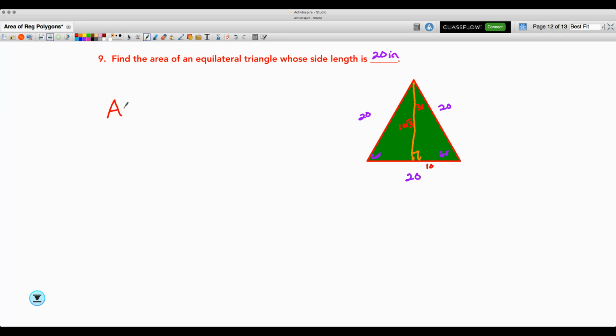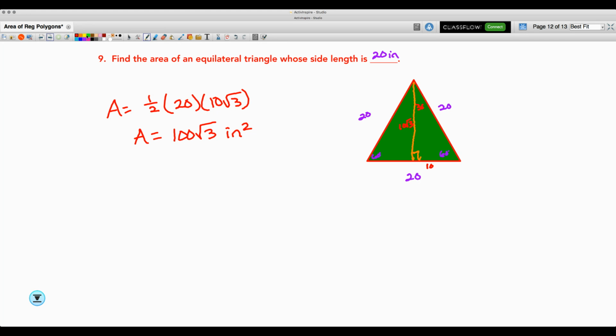So then, just like we did with the square, you don't have to use 1/2 SAN. You could just use the formula you know for a triangle, which would be 1/2 base times height. The base here would be 20, and then the height would be 10 square root of 3. So you could just multiply that out and get 100 square root of 3 without having to use the 1/2 SAN. That's only if you're given the side length.